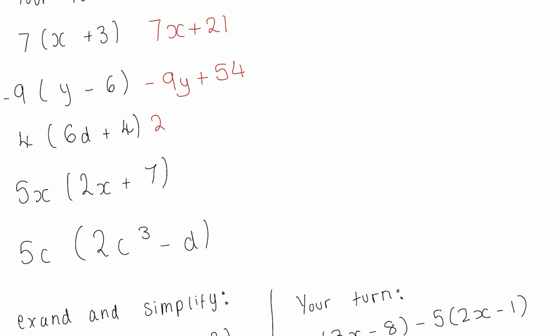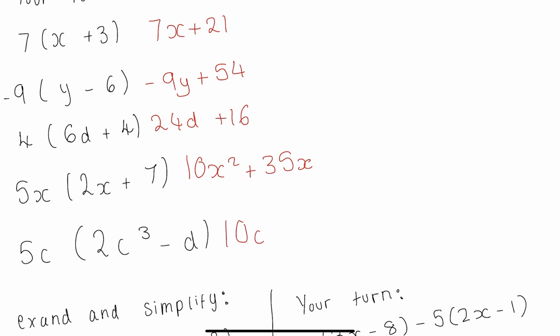Here, you're going to get 24d plus 16. 10x squared plus 35x. And then for this last one, a little bit trickier, but we've got 10c to the power 4 minus 5cd. So give yourself a mark out of 5.